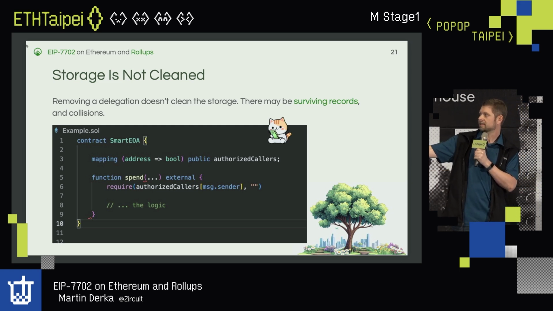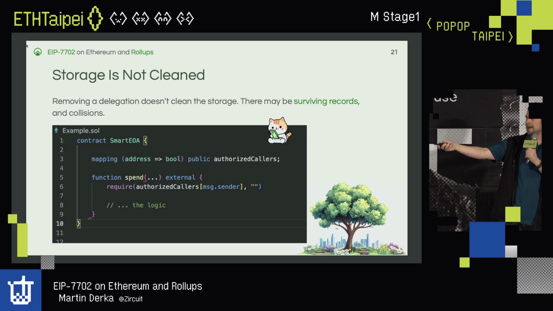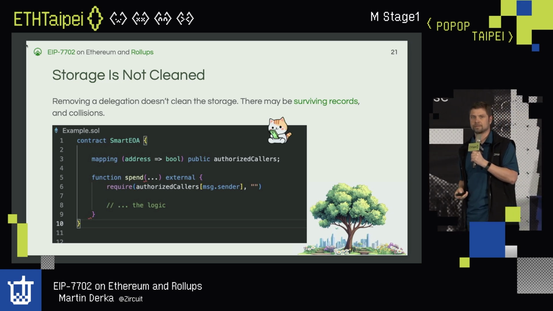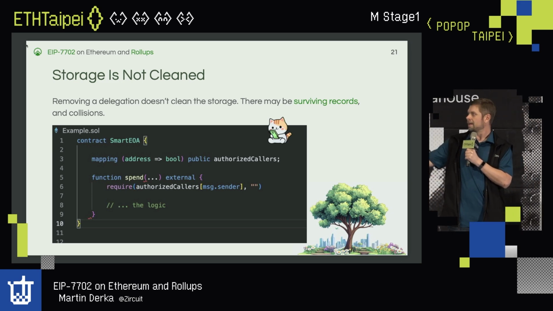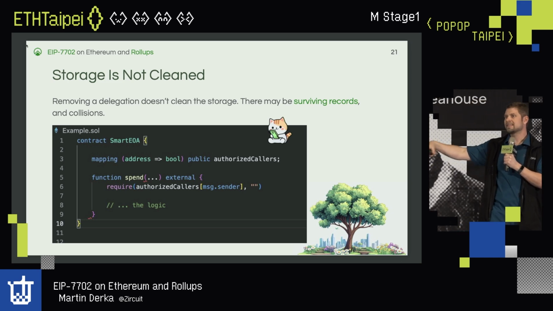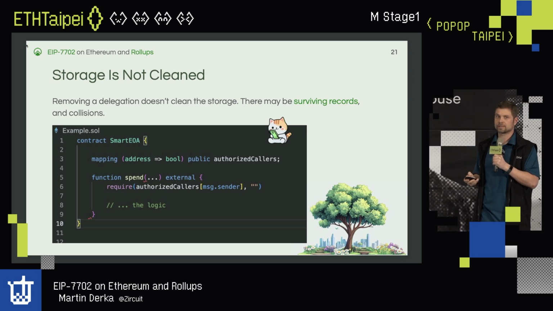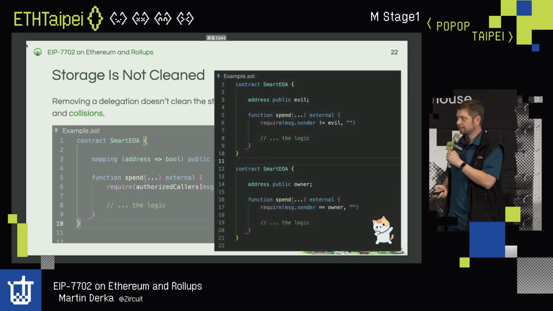So in this particular example, we have that spend methods, and I have decided to add some mapping that says, hey, those are the spenders who are authorized. Well, if you delegate this, register some spenders, then undelegate this, and then delegate this again, those spenders will still be registered. So careful about that.